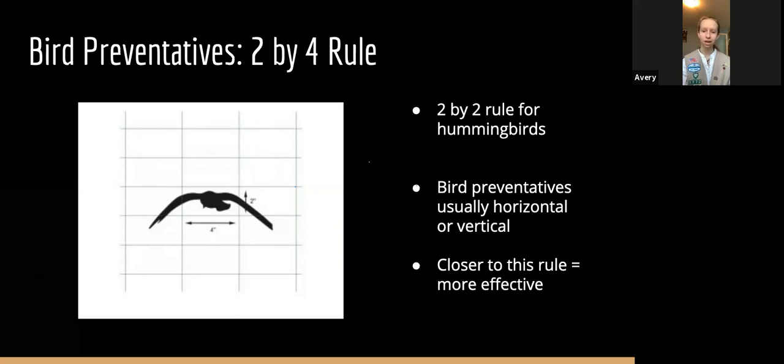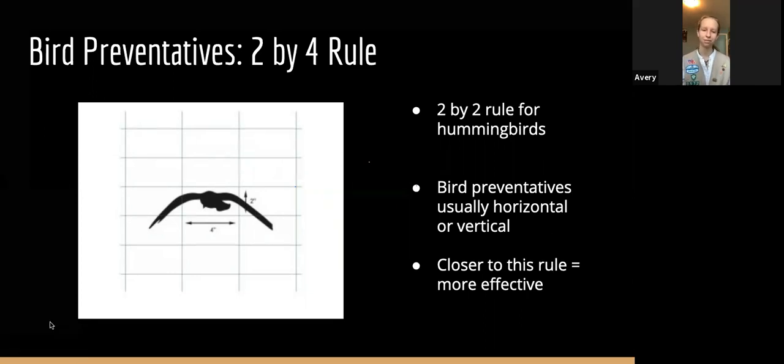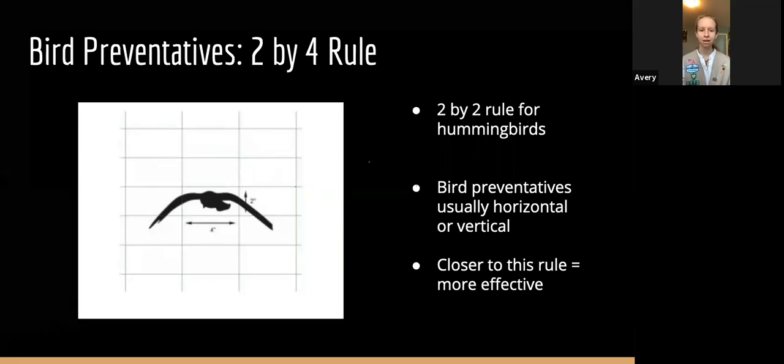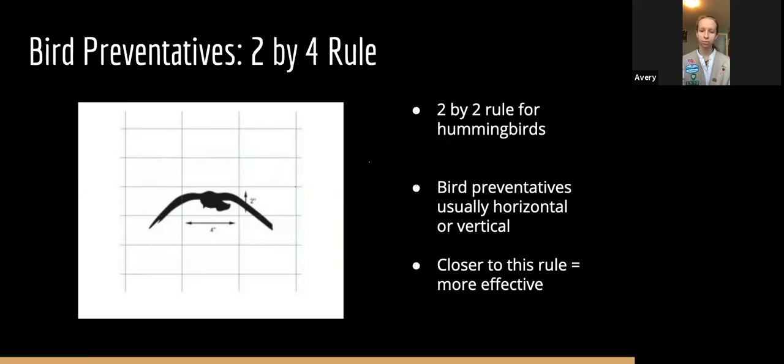If there's smaller birds like hummingbirds, then we want to use the 2x2 rule. The 2x2 rule is generally more effective, but it isn't as cost effective because you have to spend more money on materials. So generally the 2x4 rule is fine, but if you notice a lot of hummingbirds running into your windows, then you're going to want to go with the 2x2.